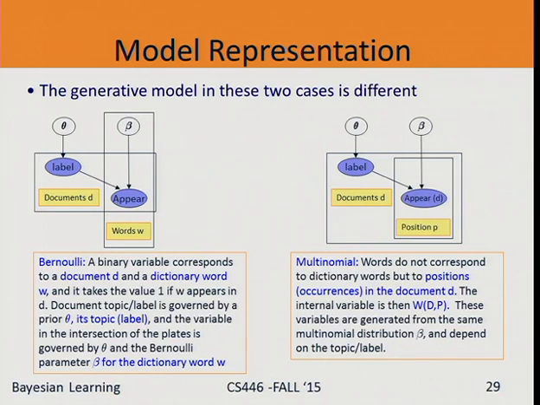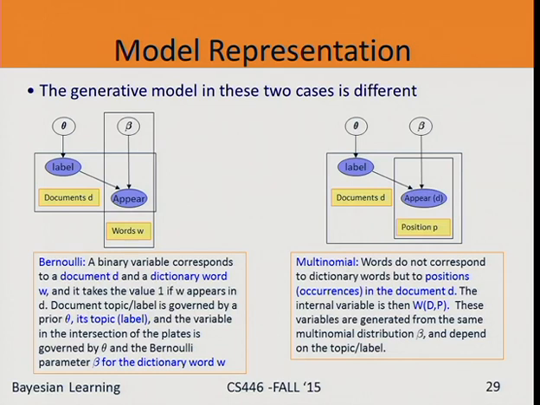In both cases, you have a probability distribution that governs the labels, same thing, and a probability distribution that governs the words. The labels are the same thing. So a binary variable corresponds to a document D and a dictionary word W, that we agreed. It takes value 1 if W appears. The document label or topic is governed by this theta.